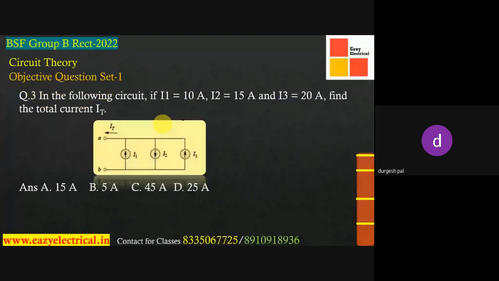Okay. So now coming to the next question, see. Now try and answer this question. In the following question, if I1 is 10 amperes, I2 is 15 amperes, and I3 is 20 amperes, find the total current IT. So what will be the total current IT? This is IT, this is I1, this is I2, and this is I3. Answer it quickly. Sir, 40.